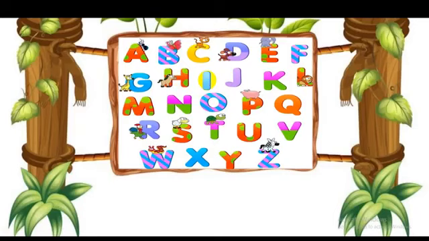Your name is I. Letter I has two sounds. The first sound is I, for example, ice cream, ice. The second sound is ink, or igloo. So this is letter I. Letter I has two sounds. This is what we learned.